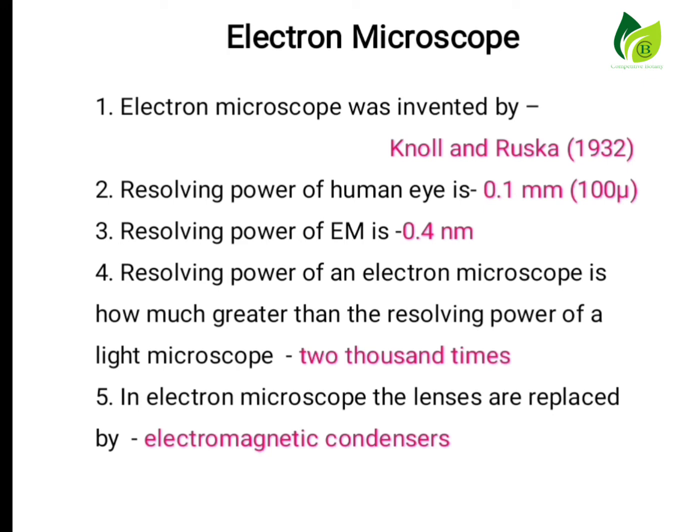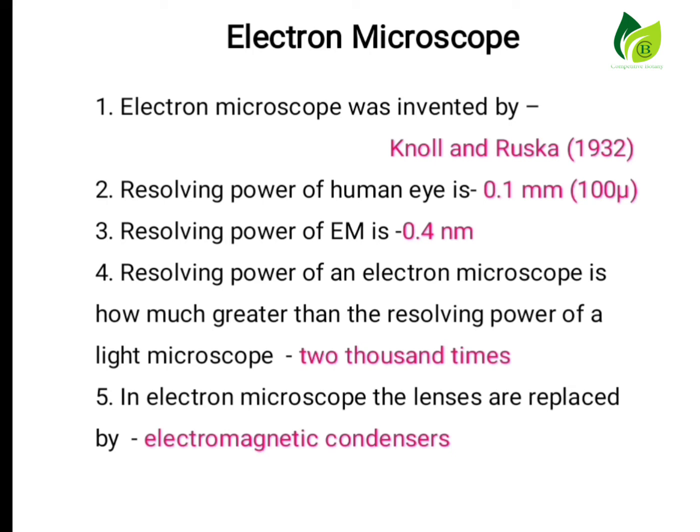Resolving power of a human eye is 0.01 mm. But the resolving power of an electron microscope is 0.4 nanometers. Resolving power of an electron microscope is how much greater than the resolving power of a light microscope? Answer is 2000 times. 2000 times greater than the resolving power of a light microscope.